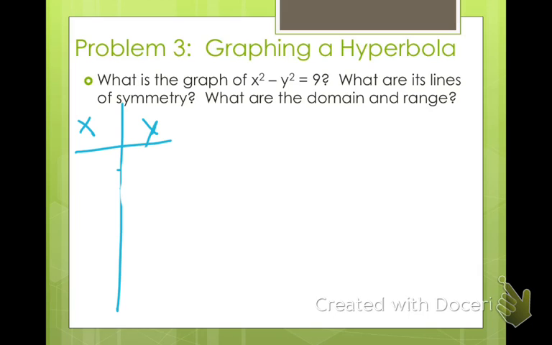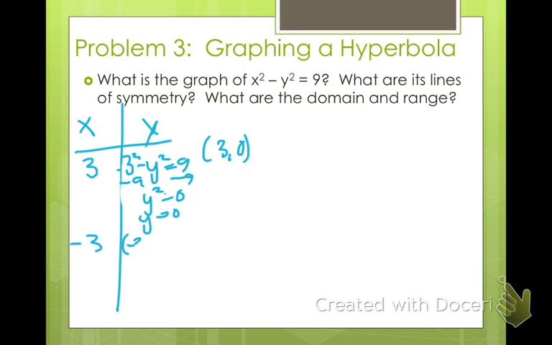So let's think of another value. What's something else that we could plug in? What if we did 3? So 3 squared minus y squared equals 9. Well, 3 squared is 9. Subtract 9 from both sides. Y squared equals 0. So y equals 0. So you know you have the point 3, 0. Would that be true for negative 3 as well? Well, let's try it. Negative 3 squared minus y squared equals 9. We still get positive 9. So we subtract 9 from both sides. So y is still 0. So we know we have 2 points.